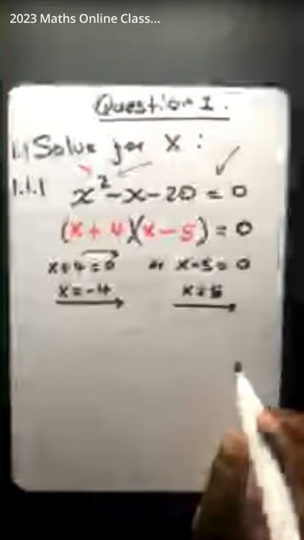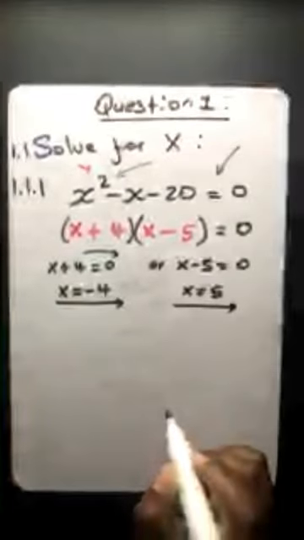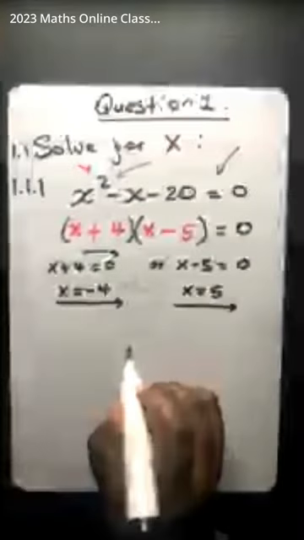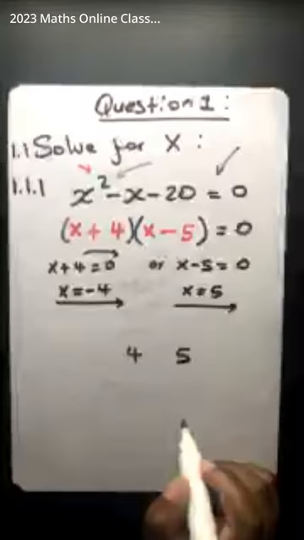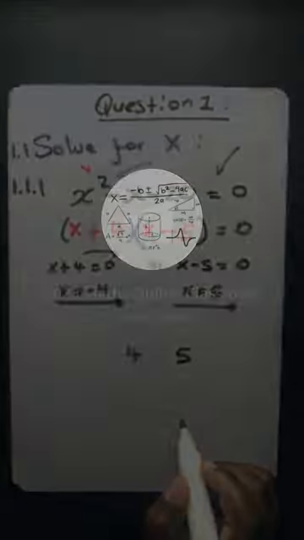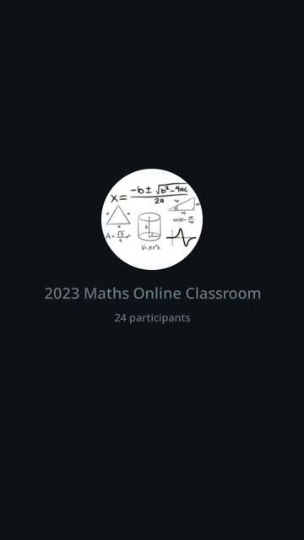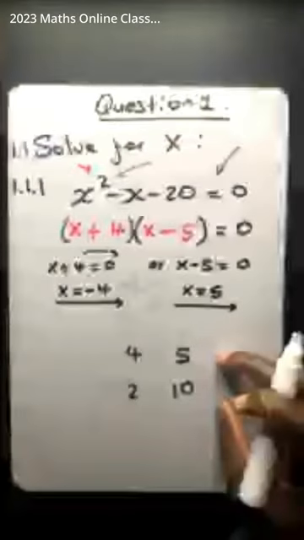So we have two numbers that can be multiplied together to give us 20. We have 4 and 5. What else do we have? We also have 2 and what is it? 10. Are these the only two numbers? I think so.